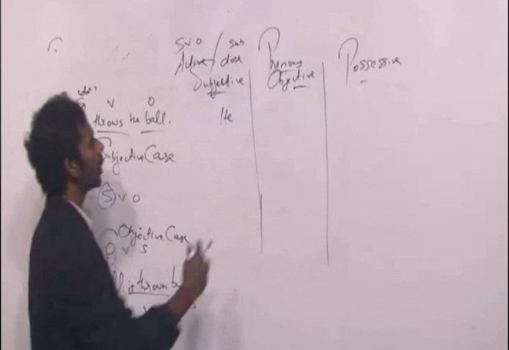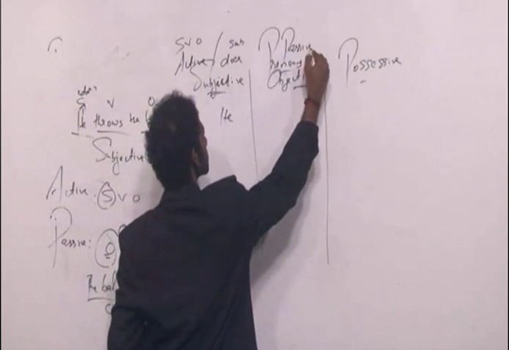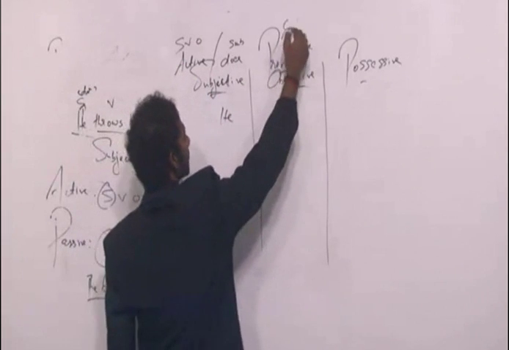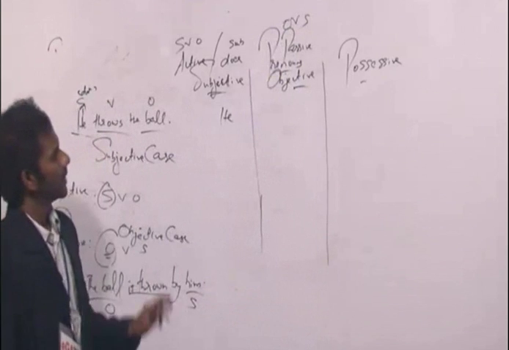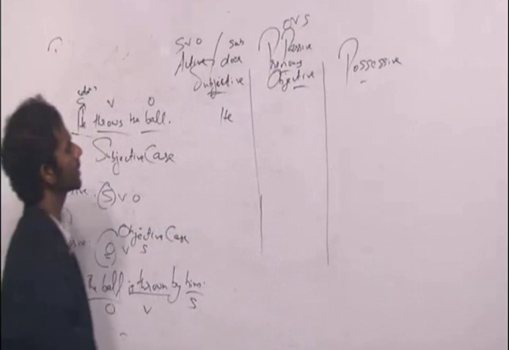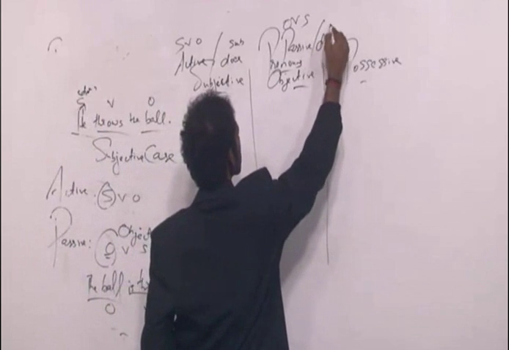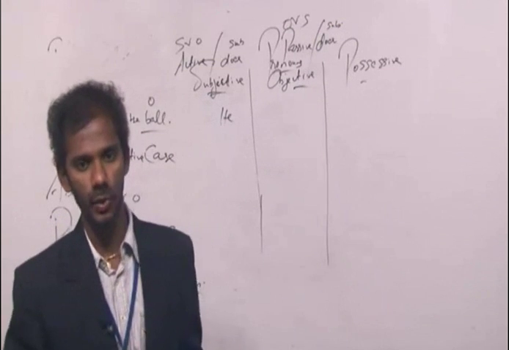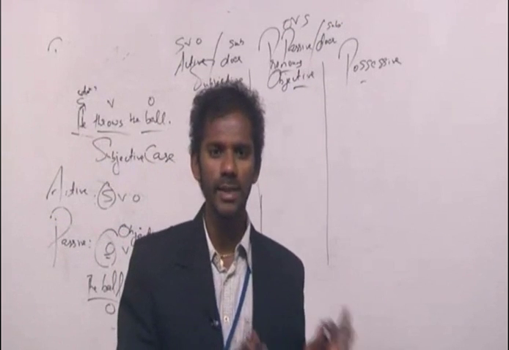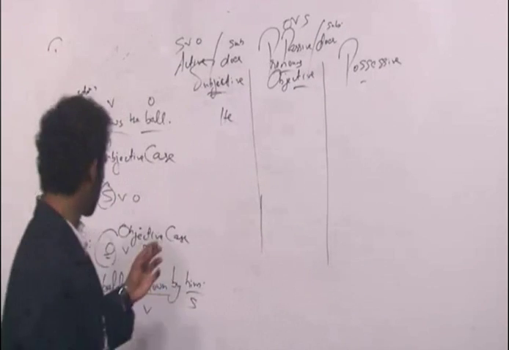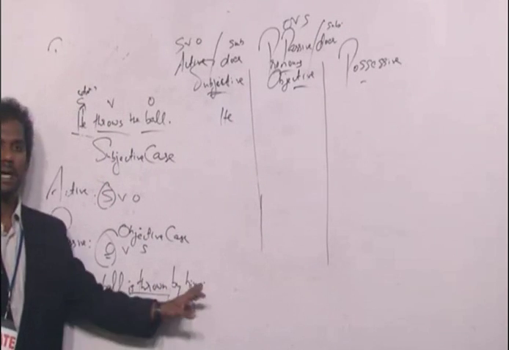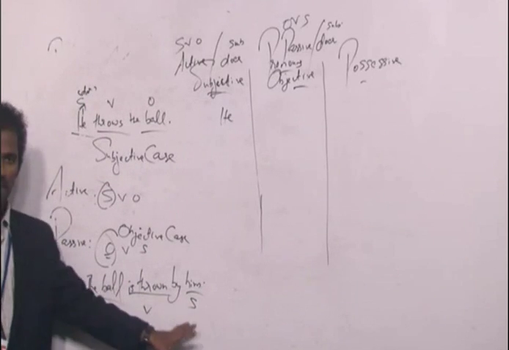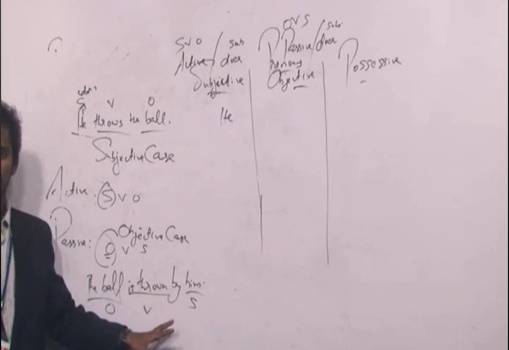Now come to objective pronouns. Objective pronouns are those that come in the passive voice. That means the order will be object, verb, subject. So objective pronouns are those that come in the passive voice, acting as the doer. Doer means the subject. So objective pronouns come in the passive voice, acting as a doer, whereas subjective pronouns come in the active voice, acting as a doer. Clear? Fine. Come to this sentence now. The ball is thrown by him. Right? This sentence is in the passive voice, because the order is object, verb, subject.